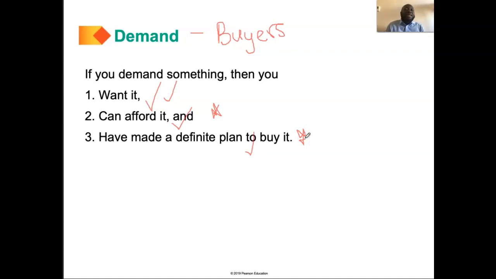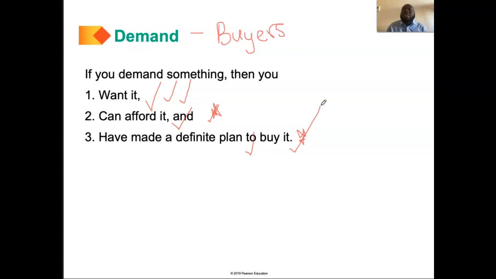What about red wine? I love red wine. Do I want red wine? Yes. Can I afford it? Pretty much, it's only $20 if you go to Walmart. Do I have a definite plan to buy it? Pretty much, yes. I have a definite plan to buy red wine at some point and drink and relax and chill and watch Netflix. So in that sense, I am part of the demand market for red wine, okay?